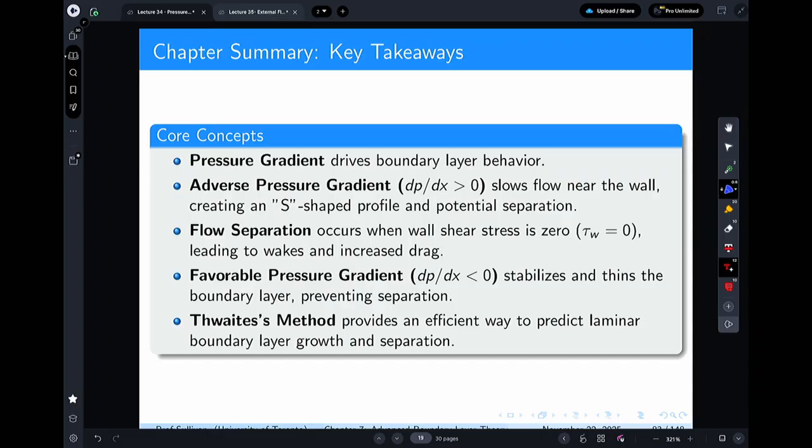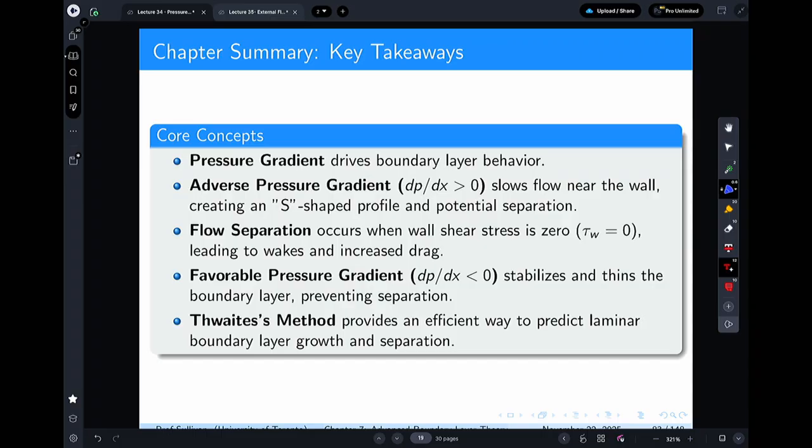This is sort of the more complex part of chapter 7. So we've talked about pressure gradients. They drive boundary layer behavior. We have adverse pressure gradients, and adverse pressure gradients are the bane of all mechanical engineers. They slow flow near the wall. They create a separation point. They call it an S shape in the book. I would just call it a separation and potential separation. It's really a backward-facing S usually.